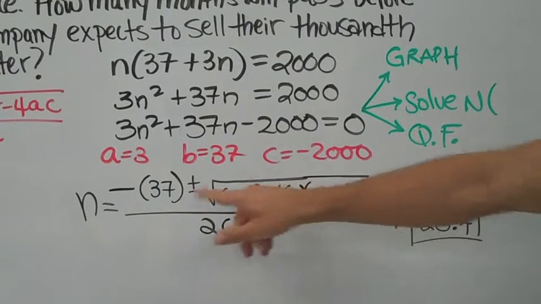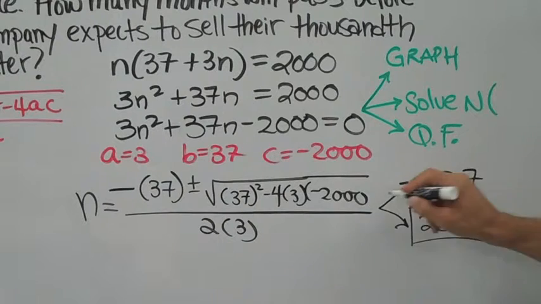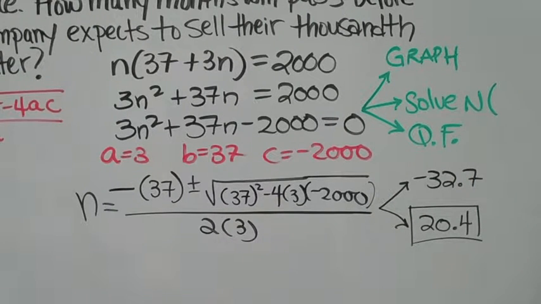Well, when I plug this into negative b plus or minus the square root of b squared minus 4ac, all divided by 2a, when I solve for n, I get negative 32.7, and that can't be true because we're talking about the number of months. It has to be positive, and 20.4. So after how many months? Well, to our closest month, we have to go to 21 months before we're greater than or equal to 2,000. So that is the correct answer.